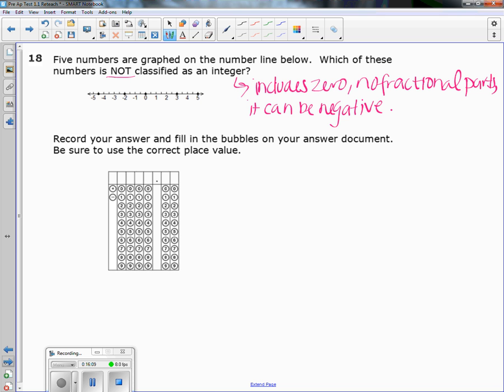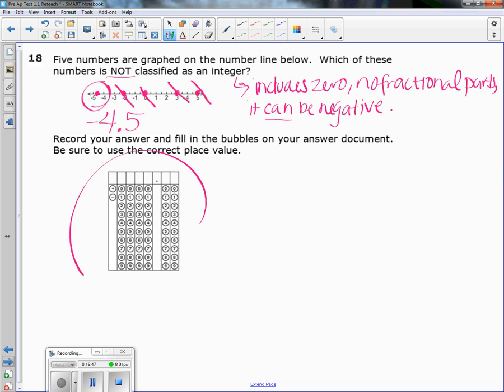So I know the dots are a little bit hard to see, but we have a dot on the 5, one on the 3, 0, negative 2, and then one in between negative 4 and negative 5. So it includes 0, so we know that's not it. It has no fractional parts, so that means it has to be on a whole number. It can't be off. So the 5 works, 3 works, negative 2 works because it has no fractional parts and it can be negative. The only one that we're left with is the one that's in between our negative 4 and our negative 5. So that's going to leave us with negative 4 and 5/10.